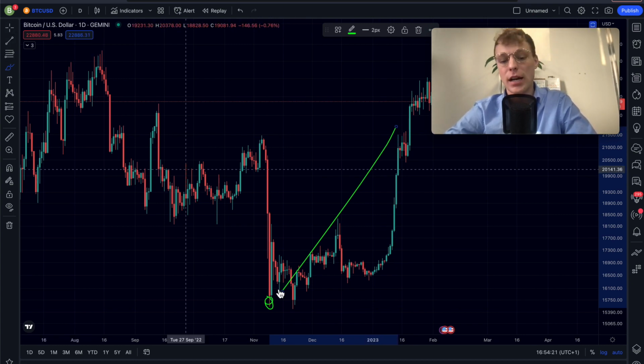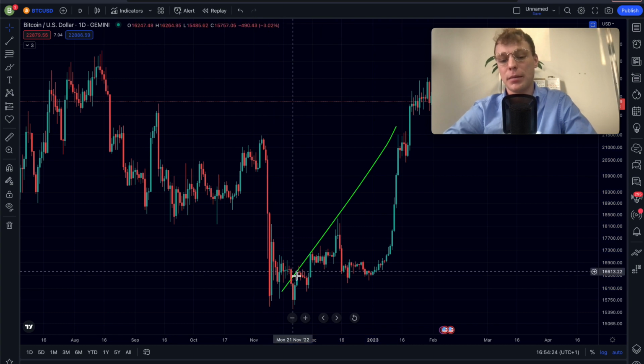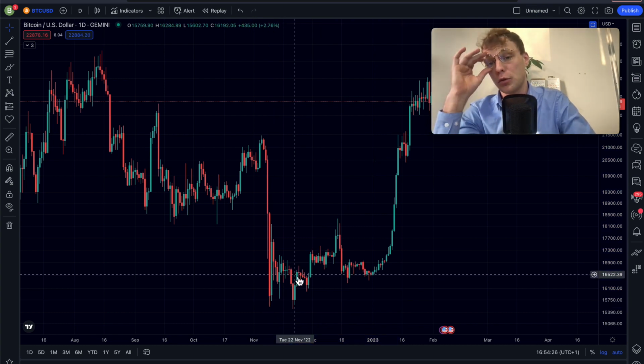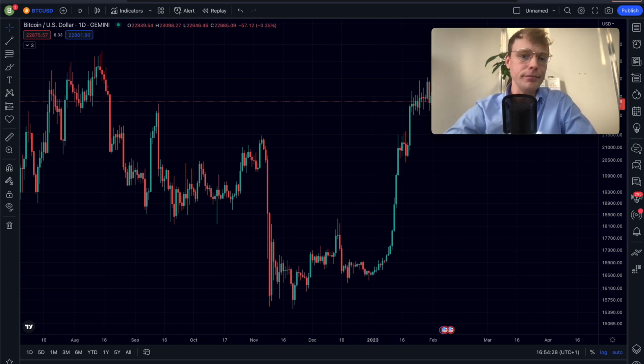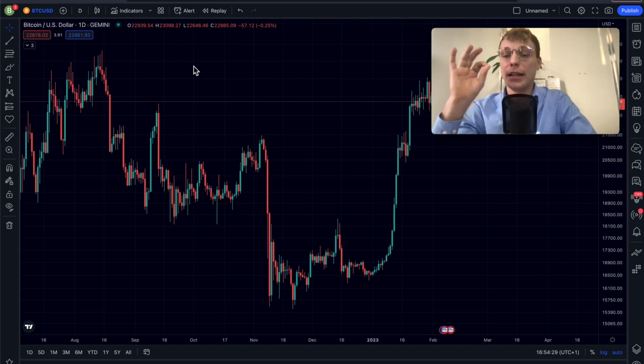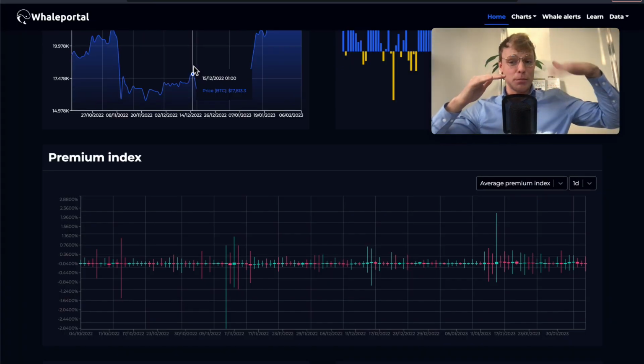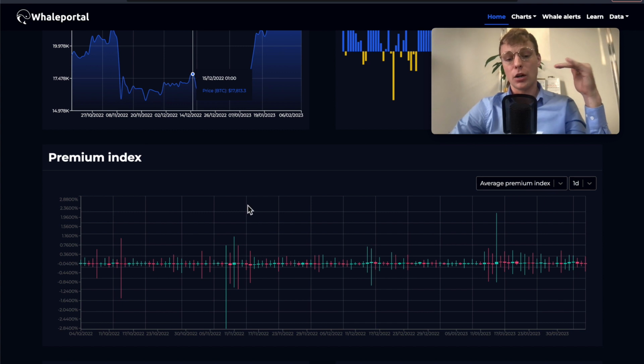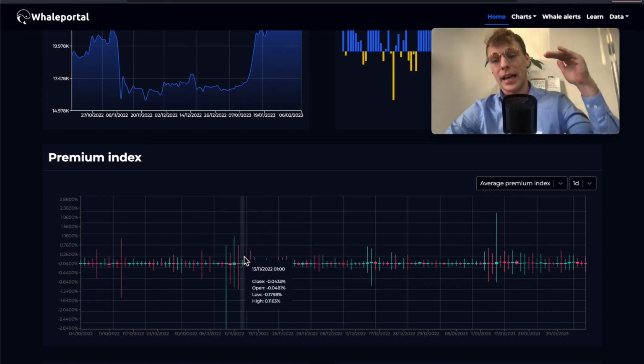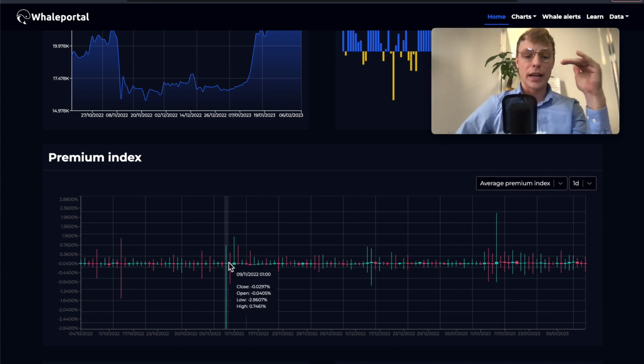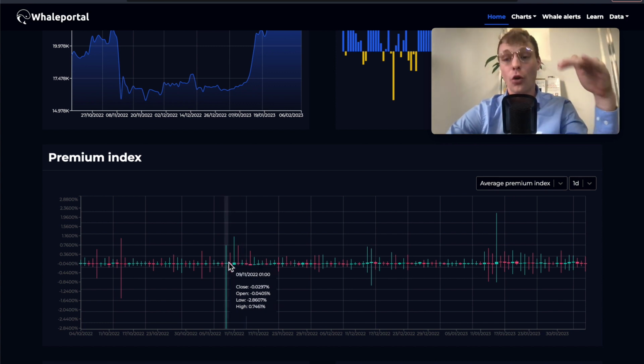So the first sign, you can look at this in the premium index to check for a reversal if you see an extreme reading. But of course, if you see it in the moment, you can see on the exact minute when it happens. So right now we're just looking at the daily chart, right? But if it happens at the exact minute, you can see it directly on that day when it happens.